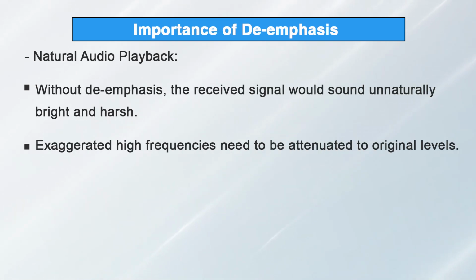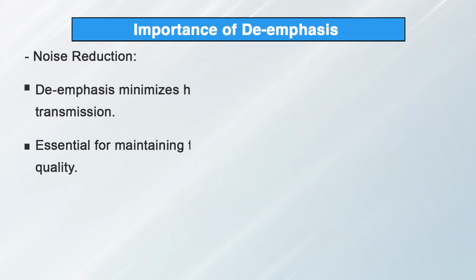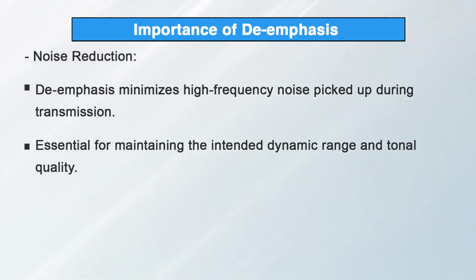However, if the received signal were played back without any further processing, it would sound unnatural, bright and harsh due to the changes in the high frequency component. De-emphasis is applied to attenuate this boosted high frequency component, bringing it back to its original level. This process is essential for noise reduction as well, as it helps in minimizing the high frequency noise that might have been picked up during transmission. By doing so, de-emphasis ensures a smoother and more natural audio output, maintaining the intended dynamic range and tonal quality of the original signal.